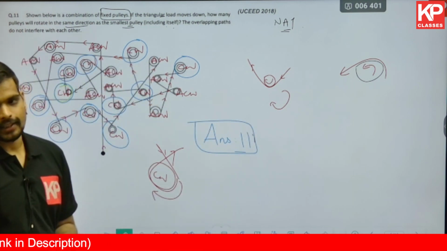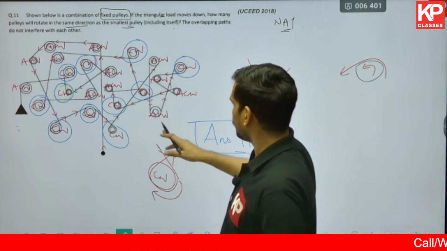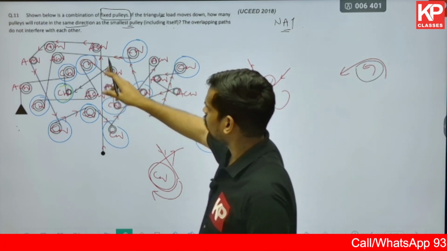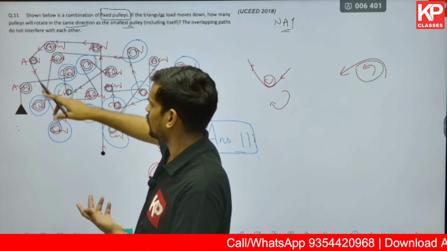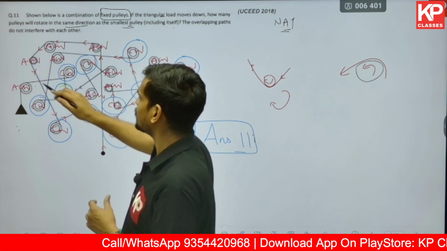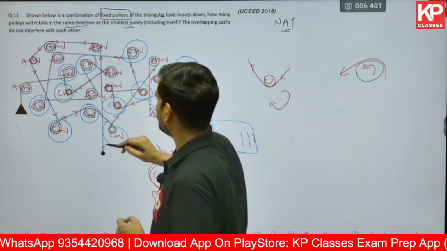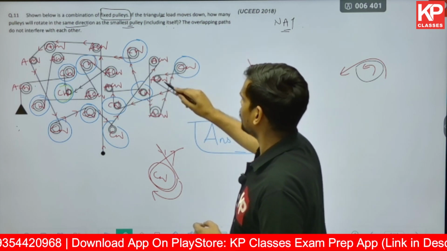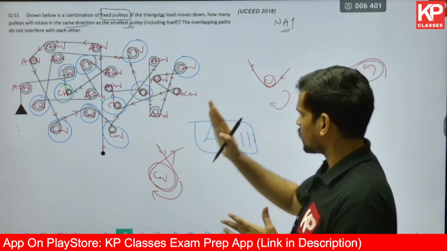So it's a numerical answer type question. You just need to count the number of pulleys and give an answer. I hope we did not miss any clockwise one. If you count the number of anti-clockwise pulleys, just for understanding if we have not missed out marking something, 1, 2, 3, 4, 5, 6, 7, 8, 9, 10, 11, 12.